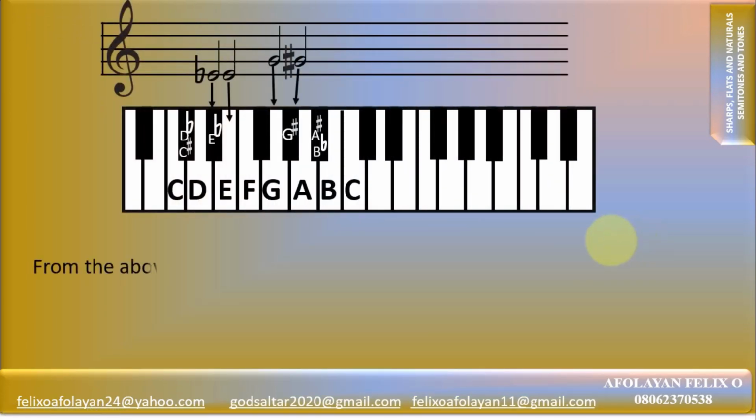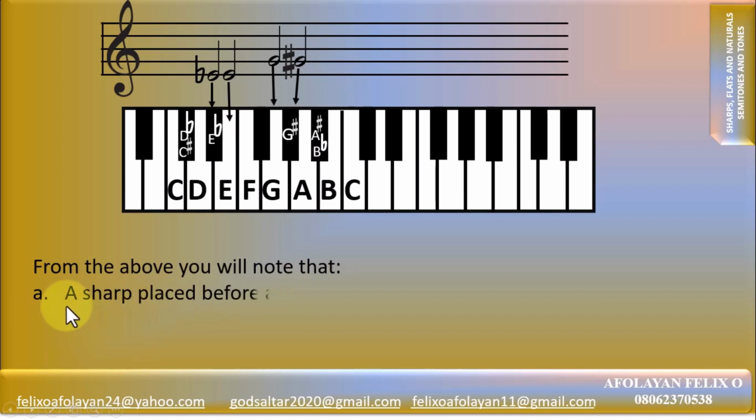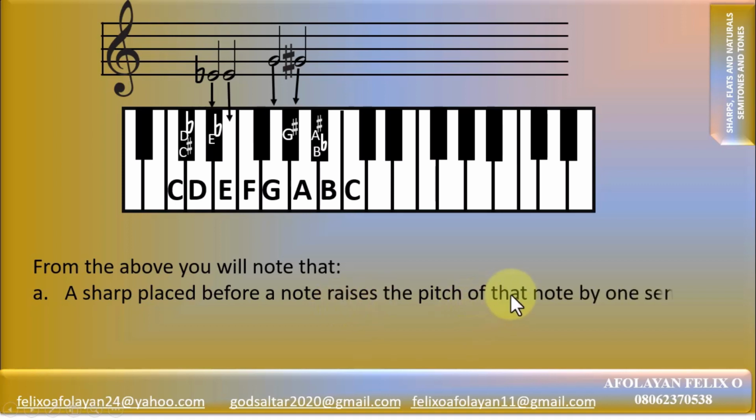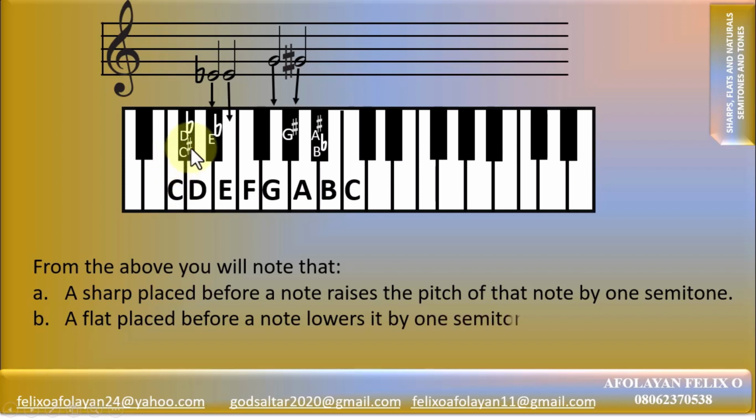So as we saw in the previous slide, from the above you will note that a sharp placed before a note raises the pitch of that note by one semitone. That is, when you play the sharp with C, it raises it by one semitone. A flat placed before a note lowers it by one semitone. When you place a flat before a note, it lowers it, it goes down.